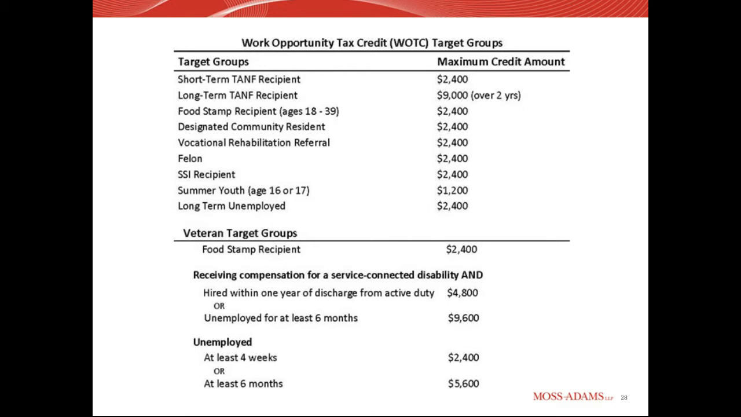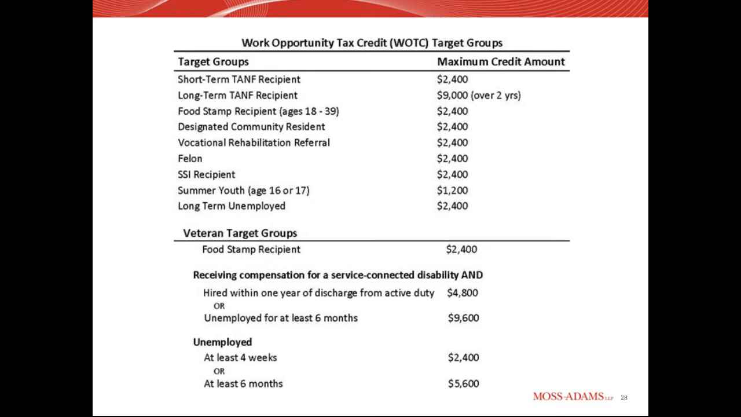So on your screen, this is a list of all of the current targeted groups under WOTC. And a new employee could qualify under any of these. There are a total of 14. And as you'll see at the bottom, there are 5 targeting veterans. Not all of the target groups have the same maximum credit amount. You can see they vary, but obviously the veteran target groups have some of the larger maximum credit amounts.